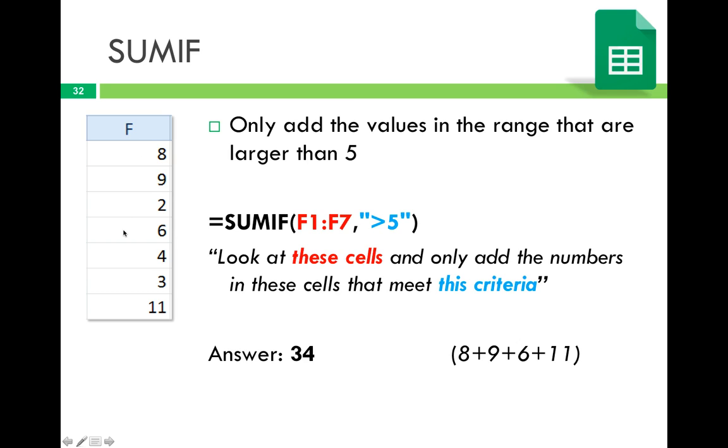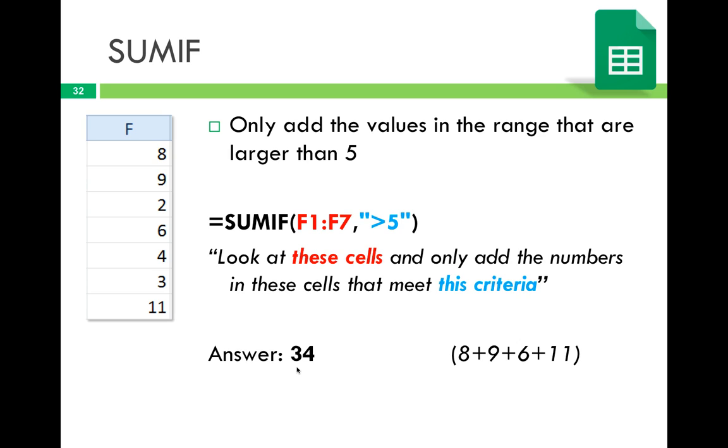Right, so similar concept to COUNTIF. Only count values in this range. If we did equals COUNTIF, same arguments, we'd only count the number of values that are greater than 5. 1, 2, 3, 4. In this case, we don't want to count them, we want to add them together. So add together any of the values in this range that are greater than 5. 8, 9, 6, and 11. Add them together, you get 34. Okay, same concept, using a conditional statement: greater than, less than, equal to, not equal to, those types of things. But in this case, we want to add together.